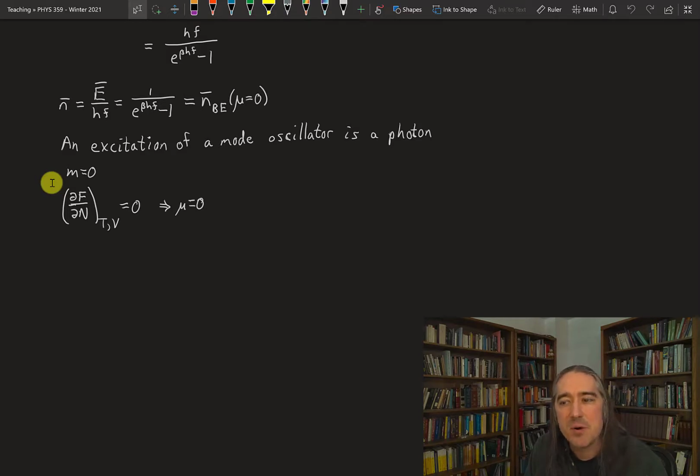Because it's a massless particle, they can be created or destroyed. Sort of, if I have a cavity at a certain temperature, I can't tell you to begin with, hey, what's the number of photons you have trapped in there? Because as I change the temperature, the number will change.